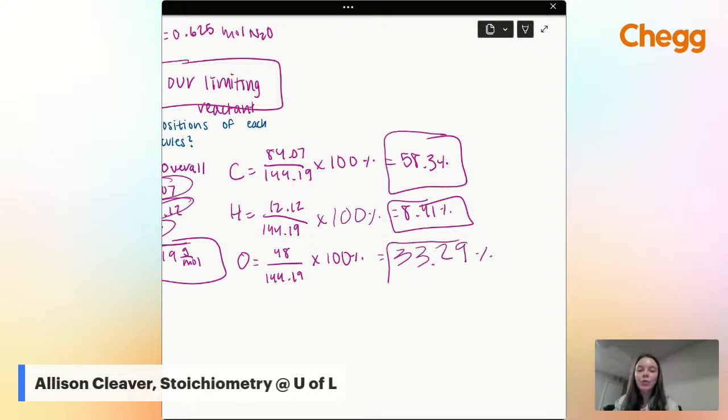33.29%. And a way we can check is we add all those percents together, and if we got around 100, we are correct. So let's see. Adding them together, I got 100, just so everyone can see, 100.0, so I know that I am correct. So that's how we find the percent composition. Does that make sense to everyone?